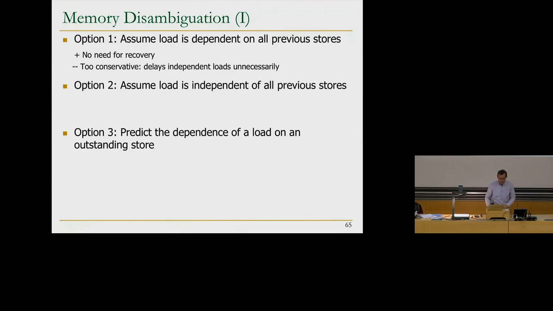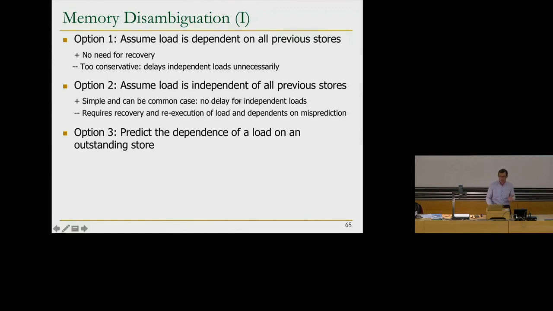If you do option 2, assume the load is independent of every previous store, it could actually be simple, and it's a common case. There's no delay for independent loads, but we have to pay the tax for recovery. If you're wrong, first of all, you need to figure out that you're wrong. So there needs to be some additional logic that says, you sent this load, you executed it, but you were wrong. So there needs to be some checking.